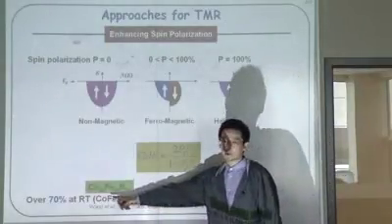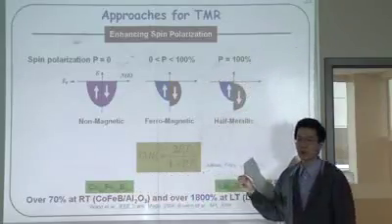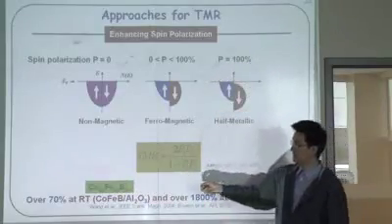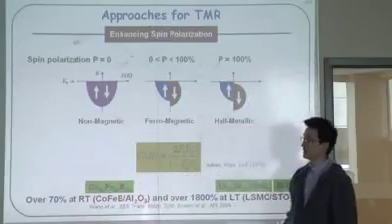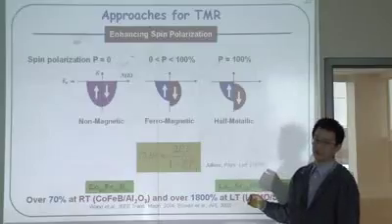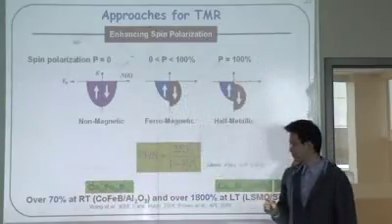Here, cobalt iron boron stands for an alloy with 20% of boron. With the boron incorporation, this metal becomes amorphous, and its spin polarization is roughly 50%. 50% will give you roughly 70%.